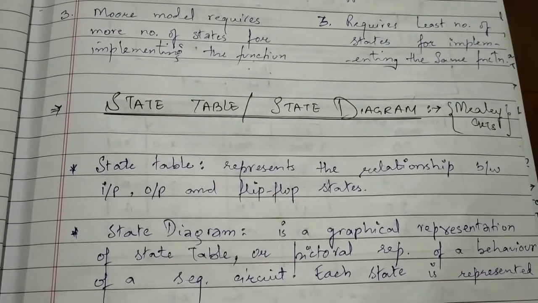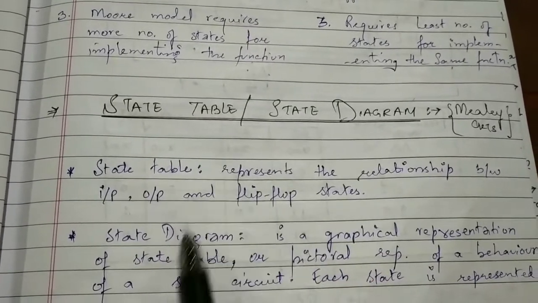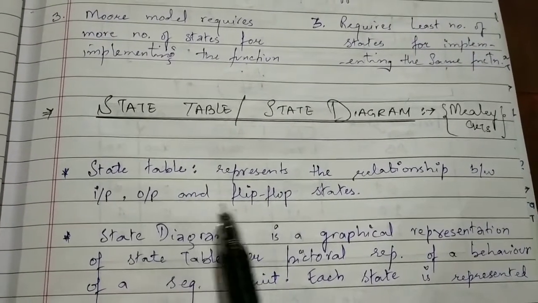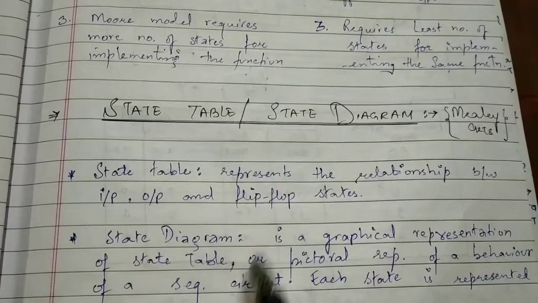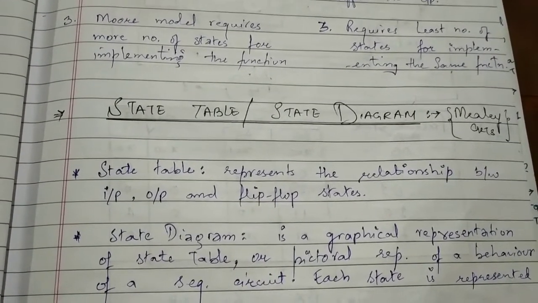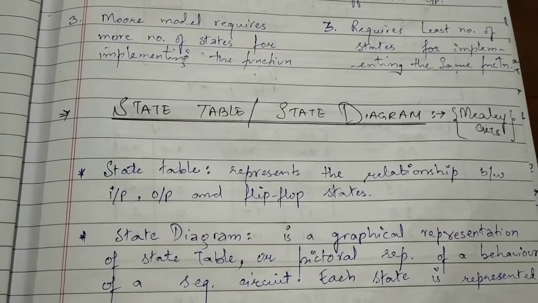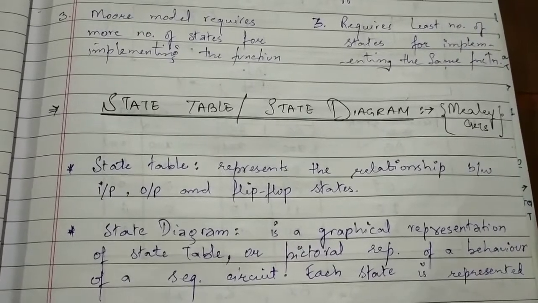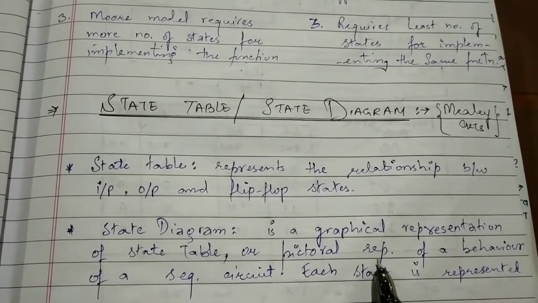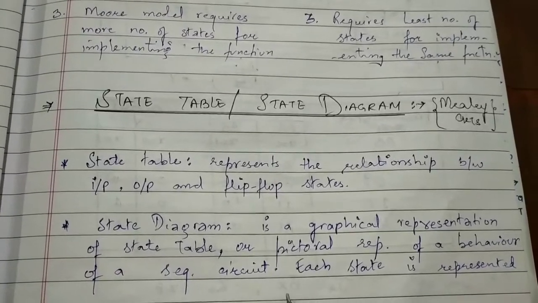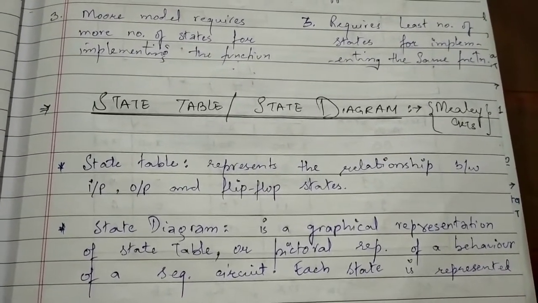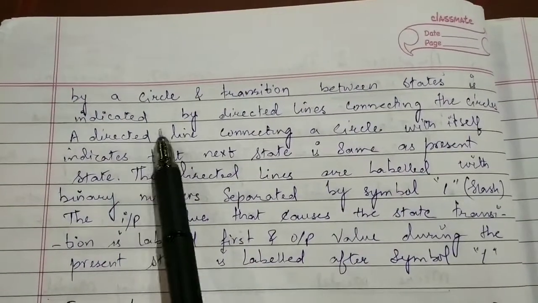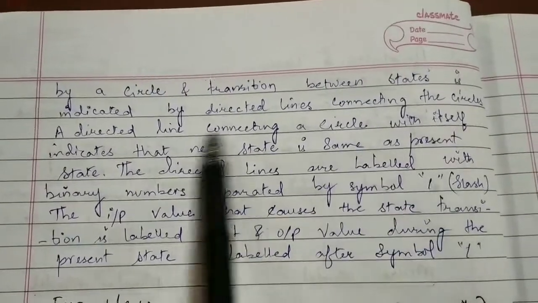Now let us discuss what the state table and state diagram actually are. The state table represents the relationship between the input, the output and the flip-flop states. The state diagram, on the other hand, is a graphical representation of the state table, or a pictorial representation of the behavior of the sequential circuit. Here each state is represented by a circle, and transitions between states are indicated by directed lines connecting the circles.